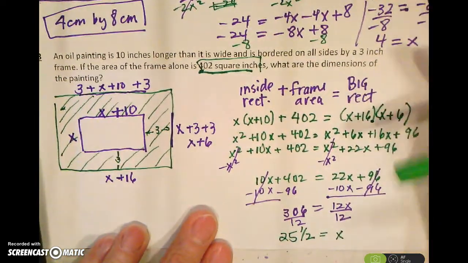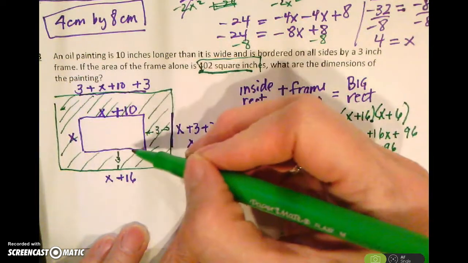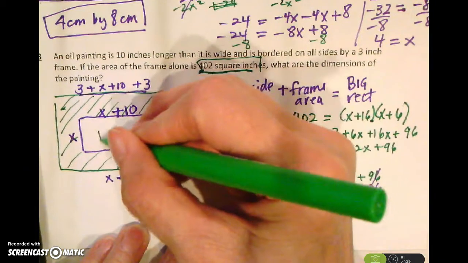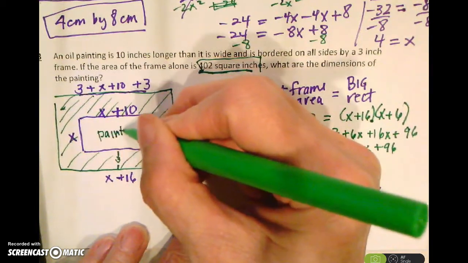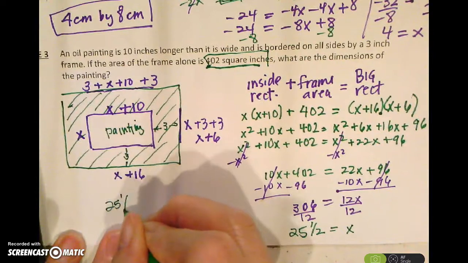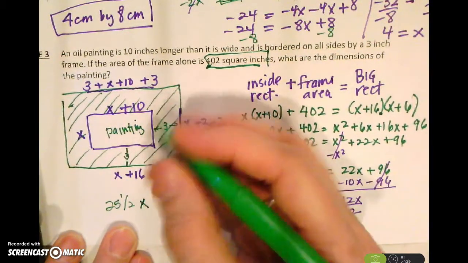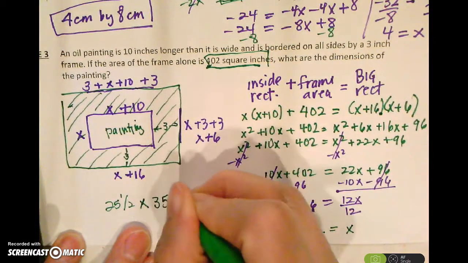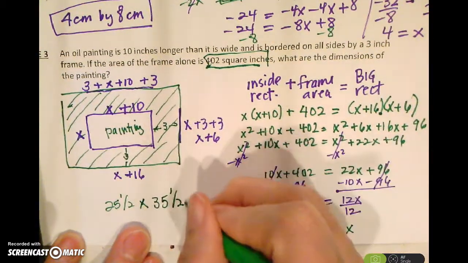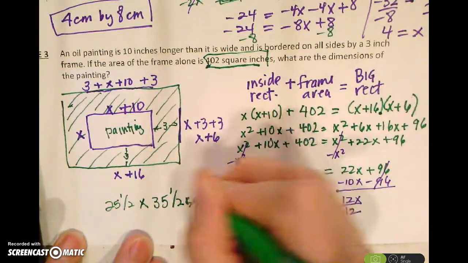So the dimensions, which is asked for, of the painting: now the painting is the inside part of it, so this is the painting right here. It would be x, so 25 and 1/2 by 25.5 plus 10, which is going to be 35.5, and it's inches, because we say square inches.